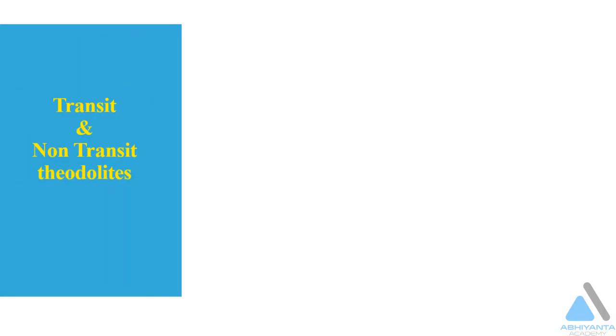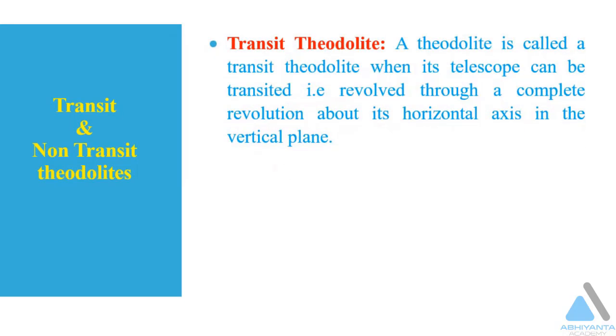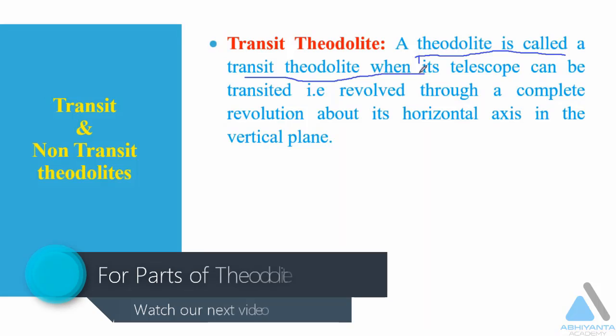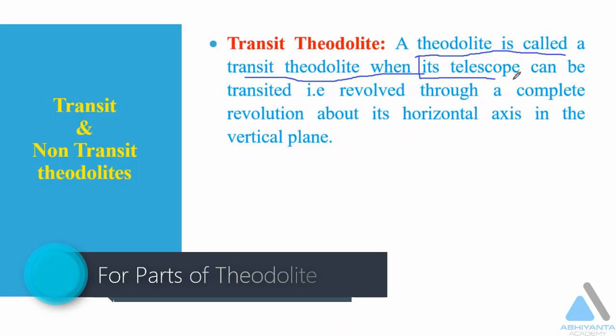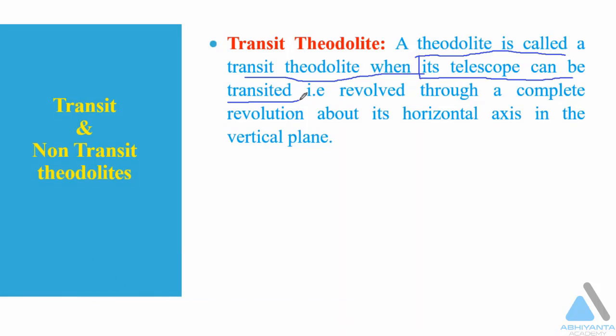Now let's understand the main differences between transit and non-transit theodolites. Let's understand a transit theodolite first. A theodolite is called a transit theodolite when its telescope can be transit.